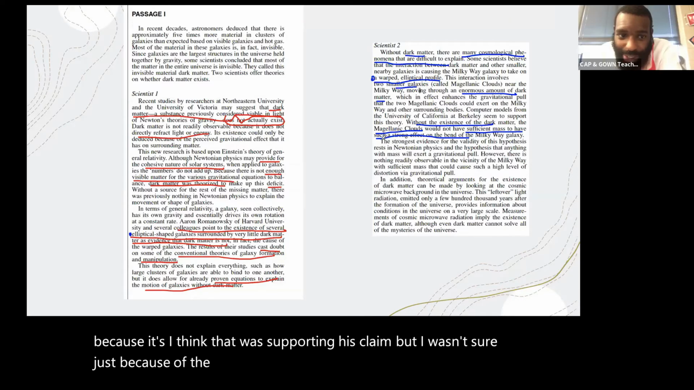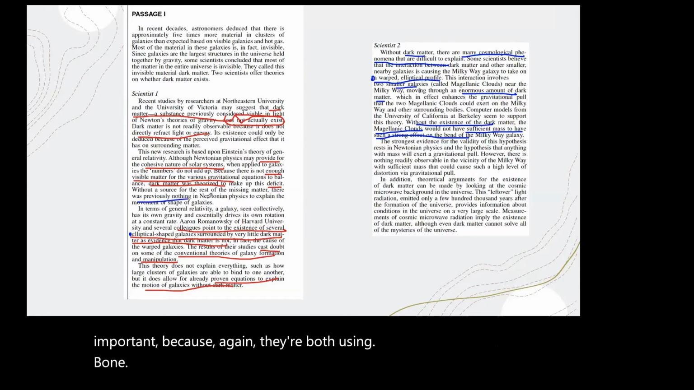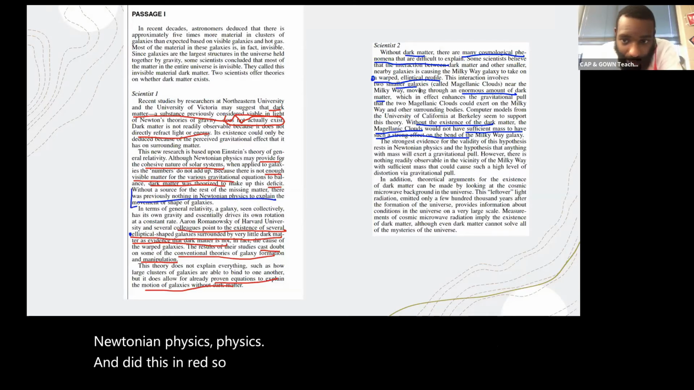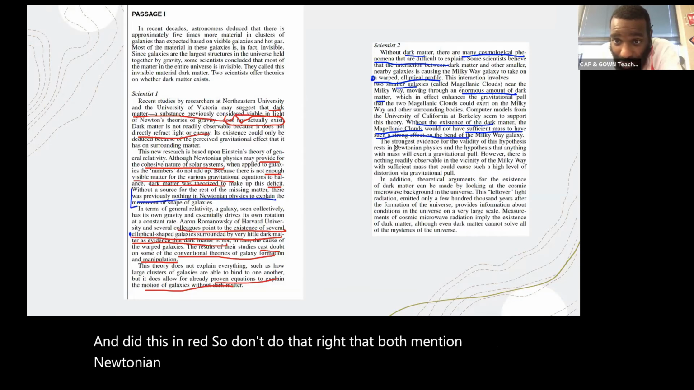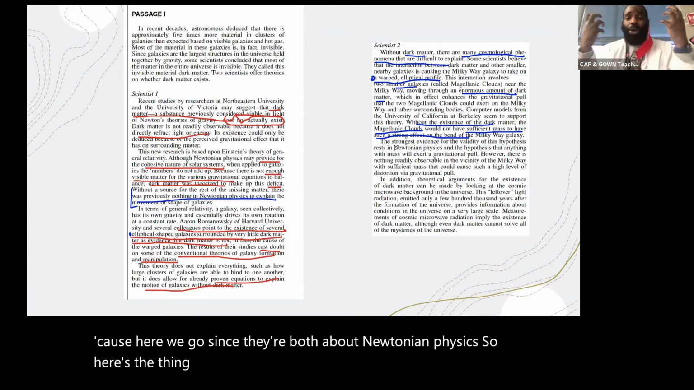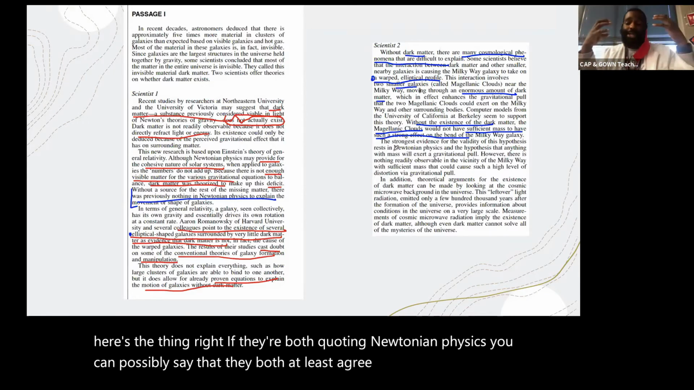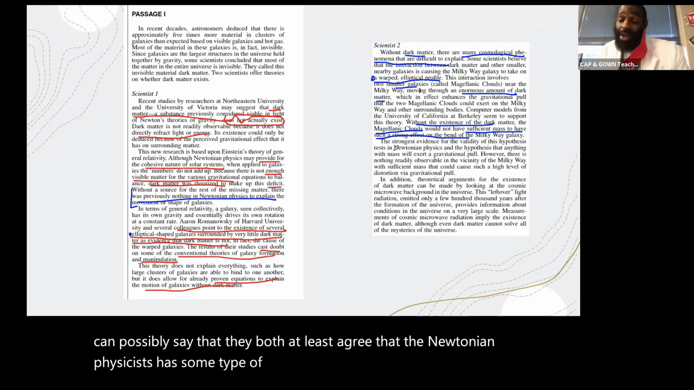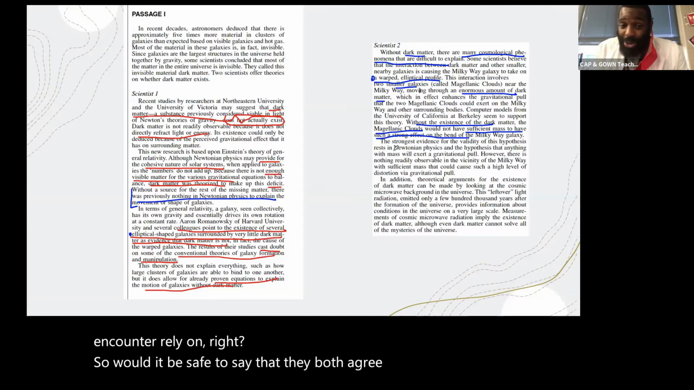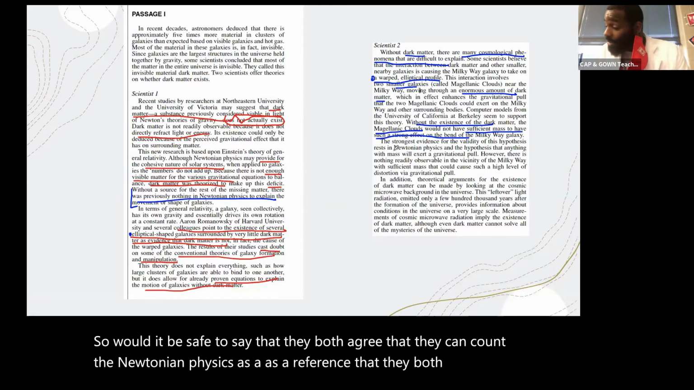Now, this right here sounds really important, right? Because again, they're both using, boom, Newtonian physics. I should have done this in red, so don't do that. They're both mentioning Newtonian physics, and that's going to be really important. Since they're both quoting Newtonian physics, you can possibly say that they both at least agree that Newtonian physics has some type of information they can both rely on. So would it be safe to say that they both look to that as a reference in their field?